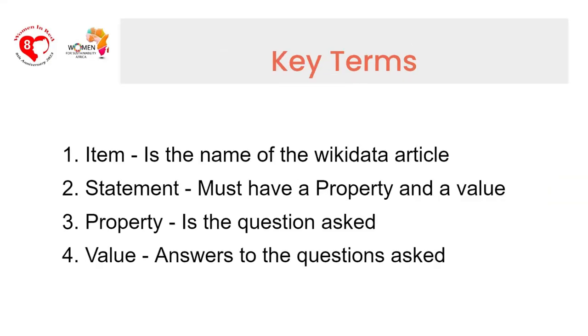So, some key terms you need to know about. Within the Wikidata space, you have an item, and the item is the name of the Wikidata article, just for you to understand. It is like when you are creating a Wikipedia article. If we are creating an article for Nana Akufo-Addo, the whole article is Nana Akufo-Addo. So the item is the name of the Wikidata article.